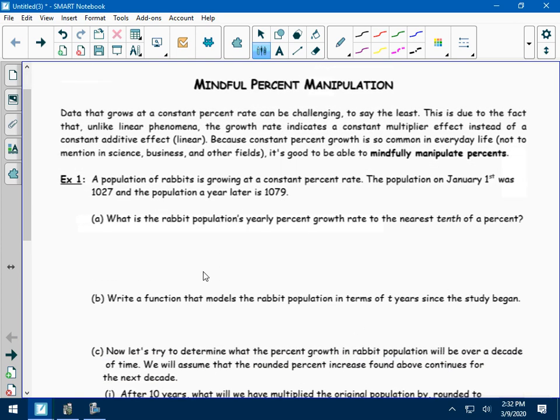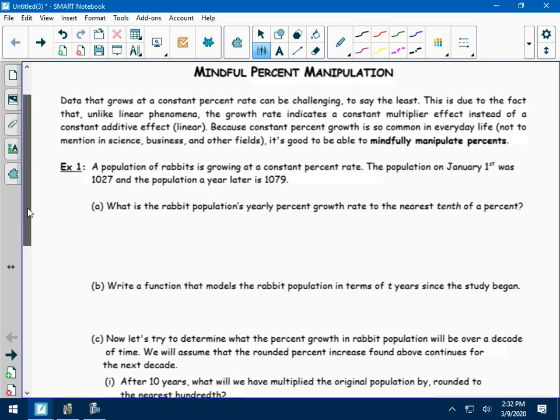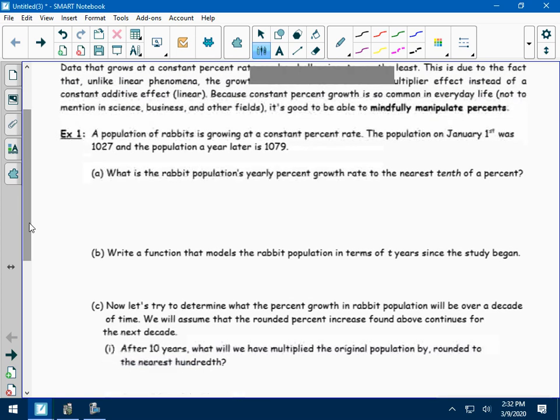That's what we're looking at here. So starting with example 1. Population of rabbits is growing at a constant percent rate. The population on January 1st was 1027, and the population a year later was 1079. Part A, what is the rabbit population's yearly percent growth rate to the nearest tenth of a percent?